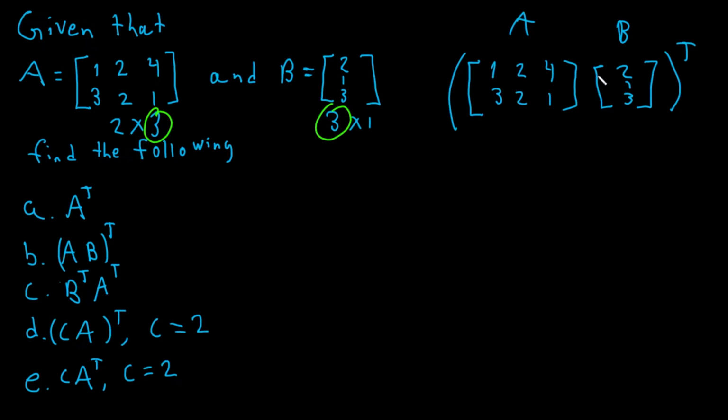The first entry is going to be 1 times 2 plus 2 times 1 plus 4 times 3. So that's 2 plus 2 plus 12. So that's 4 plus 12, so that'll be 16.